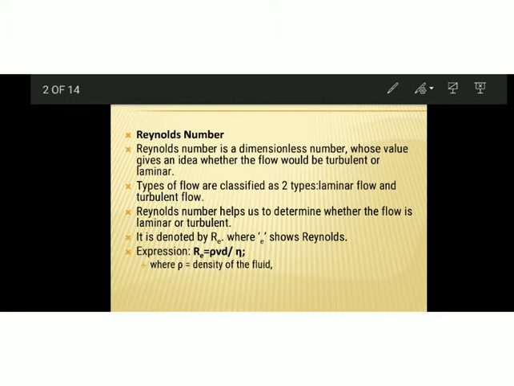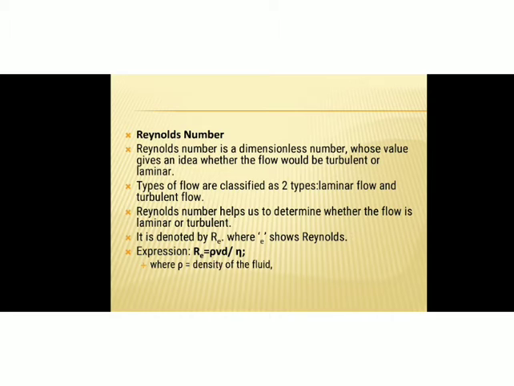So Reynolds number is actually a dimensionless quantity. Okay, so Reynolds number is a dimensionless number which helps us to identify whether the flow is turbulent or streamline or laminar. How we can identify a turbulent or a streamline flow with the help of a Reynolds number, that we are going to discuss today. Its value gives an idea whether the flow would be turbulent or laminar. There are two types of flow, laminar and turbulent flow, and Reynolds number helps us to determine which one it is.